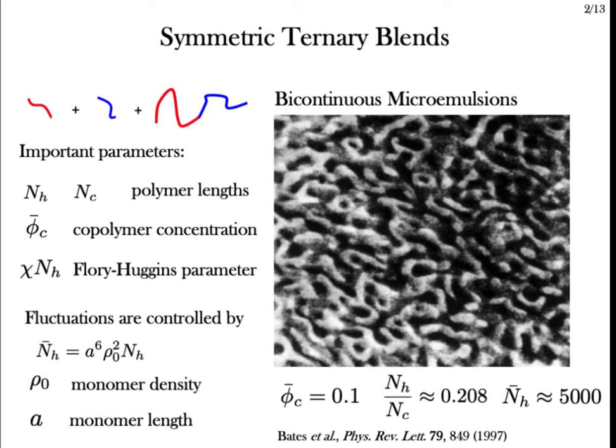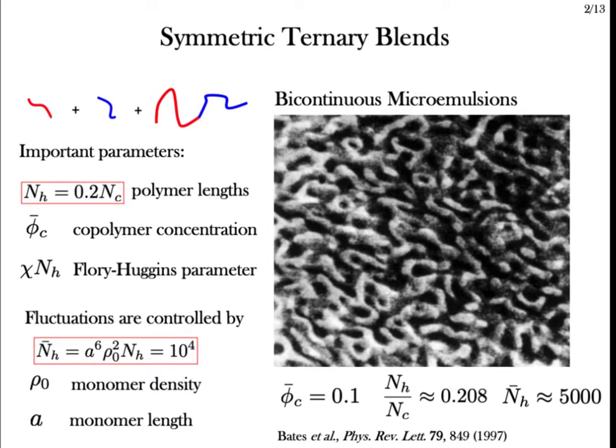This ternary blend system has garnered interest because of its tendency to form this fluctuation-induced structure shown here, bicontinuous microemulsions. In this particular example, the system is about 10% copolymer, and the homopolymers are about a fifth the length of the copolymers. The invariant polymerization index in the system is quite large, being about 5,000 for the homopolymers. This indicates that bicontinuous microemulsions appear even when fluctuation effects are quite small.